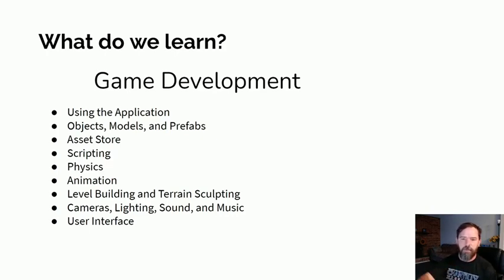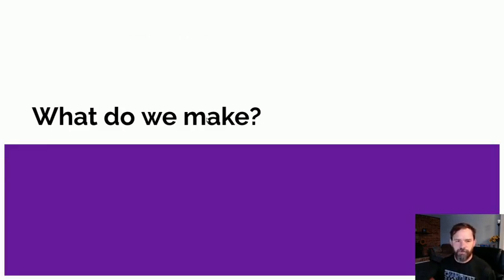Physics is automated scripting and animation so that you can tell objects how to interact with each other. Animation, creating from scratch the movement that you see on the screen. Level building and terrain sculpting, cameras, lighting, sound, and music, and creating a great user interface.